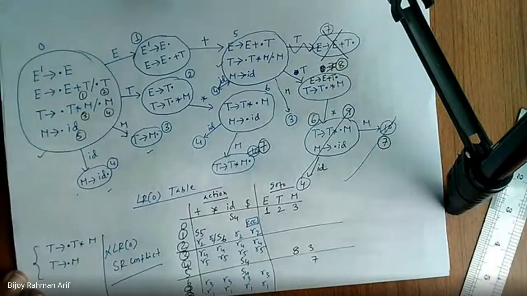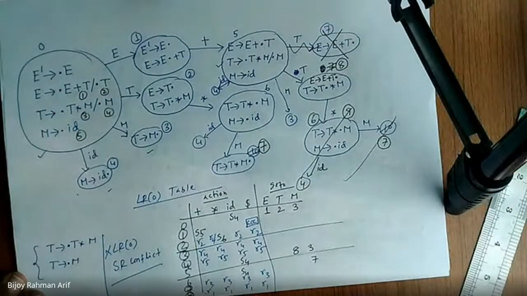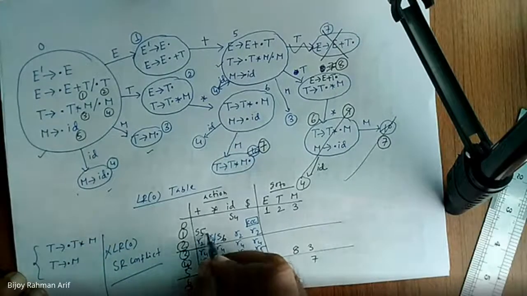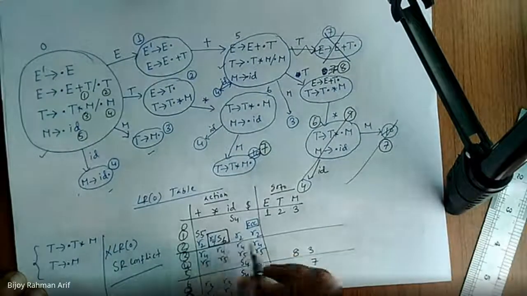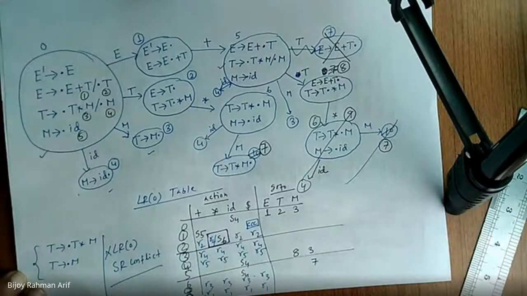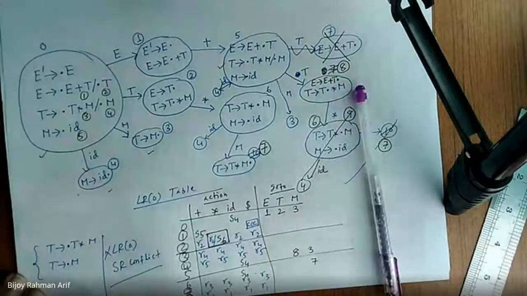Any question? No, sir. So there is a conflict here, a shift reduce conflict. The parser gets confused: should I use rule number 2 or shift using 6? That is the point.